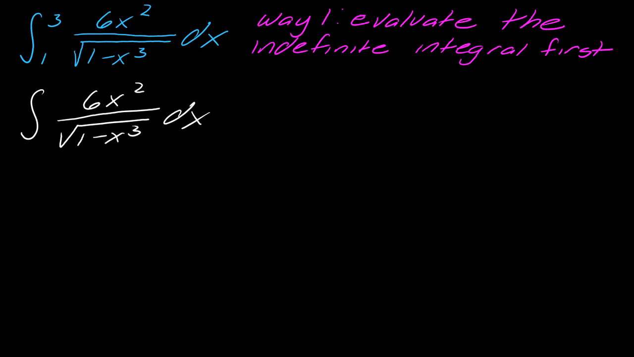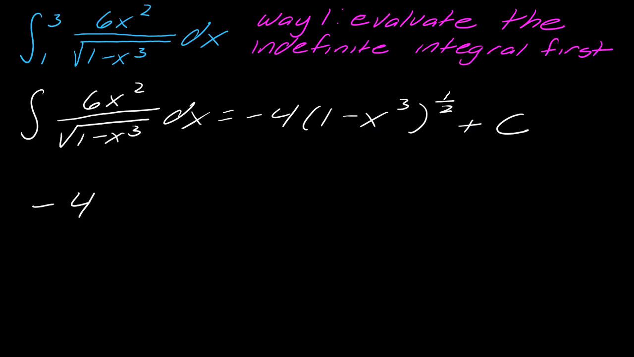We already know what the solution is to this, right? We already said that this was -4 times (1 minus x cubed) to the 1/2 plus c. So we already did all this. So you'd find this answer, and then basically you would just plug in your limits of integration. So I can just drop off the plus c. So it would look like this, and then I'm going to evaluate this from 1 to 3. So that's basically one way that you can do this. And then you just plug everything in like you normally would.